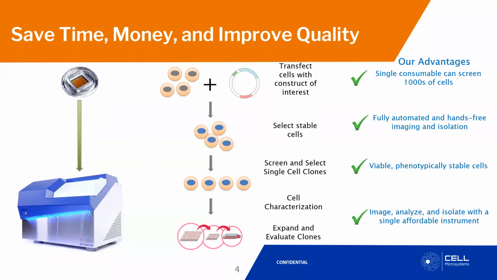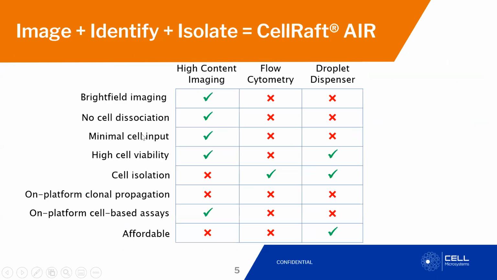The system itself is fully automated and hands-free, allowing you to perform imaging, isolation, and data acquisition in a completely automated fashion. Because our system is incredibly gentle and there's no manipulation of the cells required once they've attached to the array, we're left with hundreds of viable phenotypically stable cells that have not undergone successive rounds of selection. And you can perform the entire workflow from imaging to analysis to isolation using our single affordable instrument, the CellRaft AIR system shown here on the left.